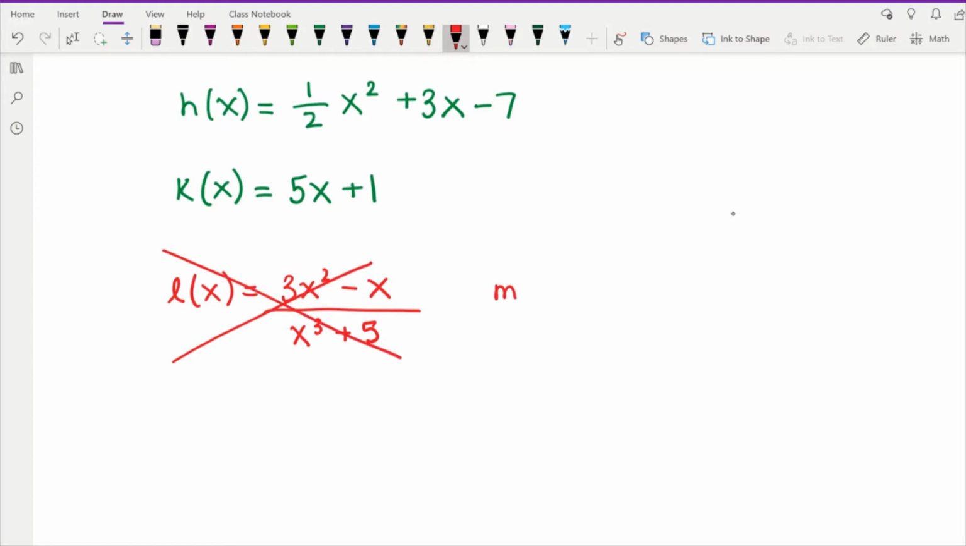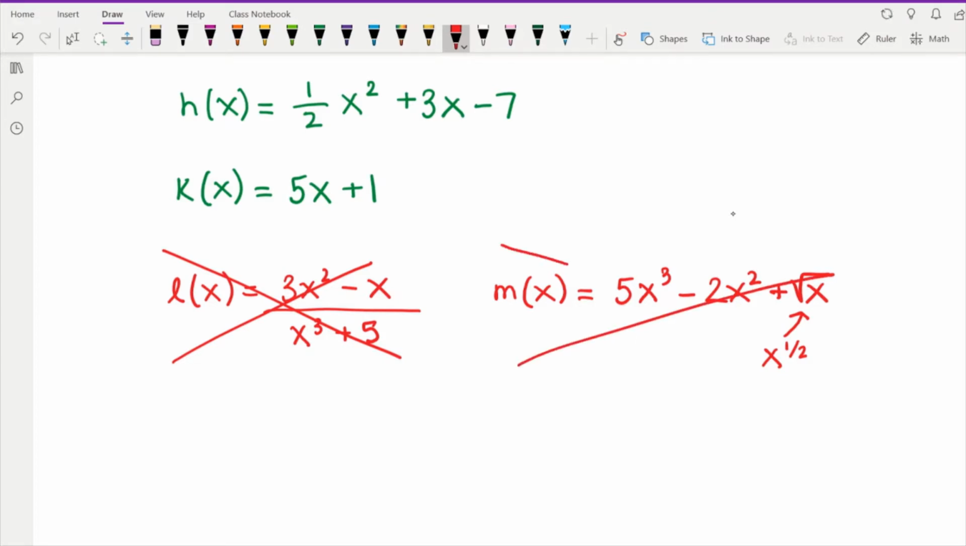Another example of something that would not be a polynomial would be if you had something that maybe initially looked like a polynomial. So it's like 3x cubed minus 2x squared. But then as soon as you tack on something where the power of x is not a positive whole number, right? So square root of x would be x to the 1/2. That's no longer a polynomial. So it really just needs to be positive whole number powers of x. Okay, so those are not polynomials.